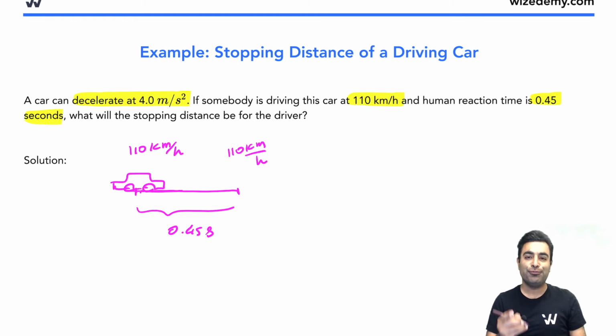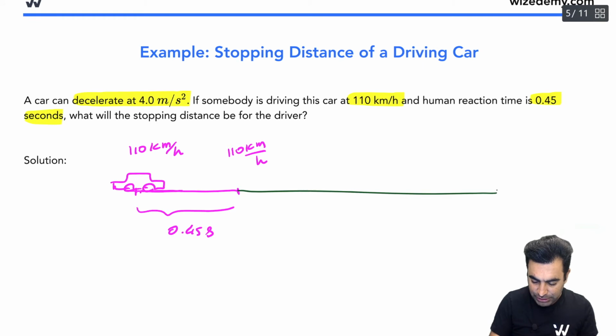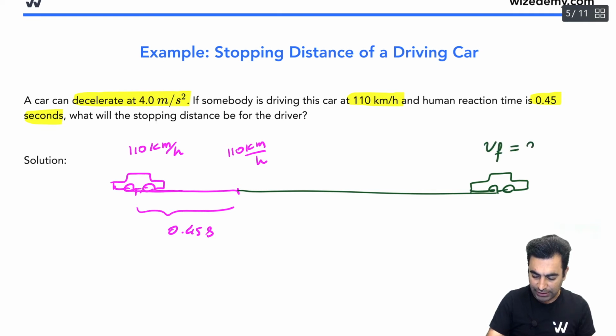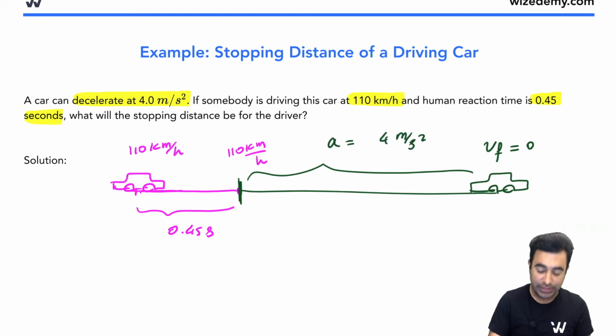Now the driver pushes the brake. What happens? We have a decelerating motion, which means that we have a slowing down motion. So in the second phase of this motion, eventually the car stops. So now finally at the end of the path here, the car gets to the final velocity of 0. And from this moment to the final position, we have a decelerating motion with a equal to 4 meters per second squared. But be careful, because we know that acceleration is a vector and vectors have directions.